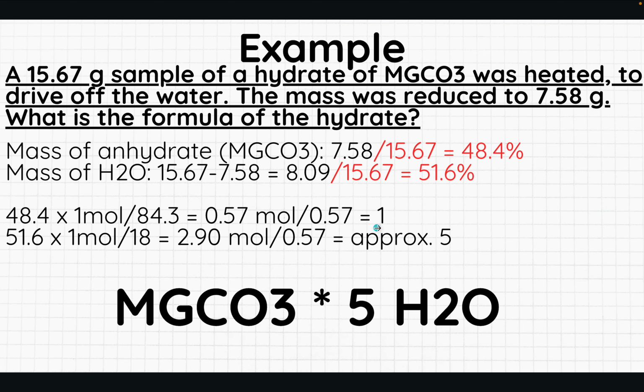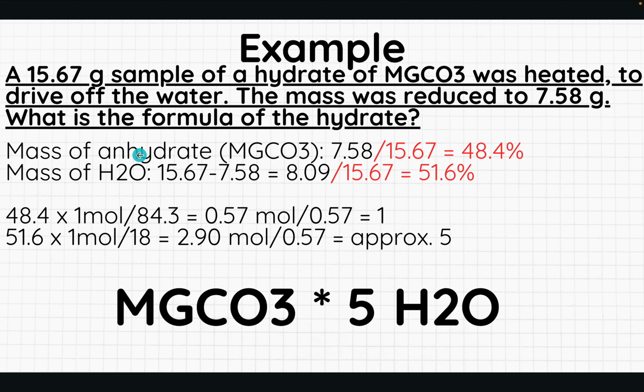Let me show you what I mean. This is kind of confusing. So a 15.67 gram sample of hydrate of MgCO3, CO3 by the way, was heated to drive off the water. And that mass was reduced to 7.58 grams. So what is the formula of the hydrate?